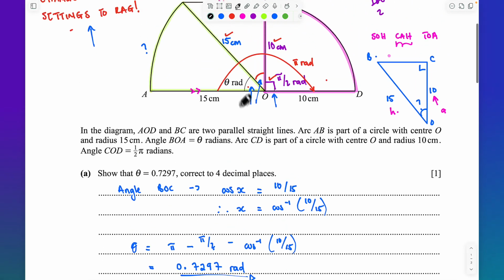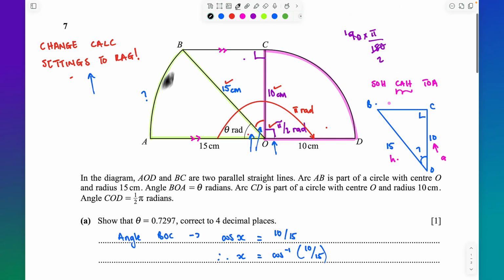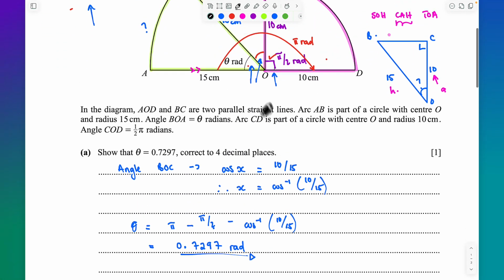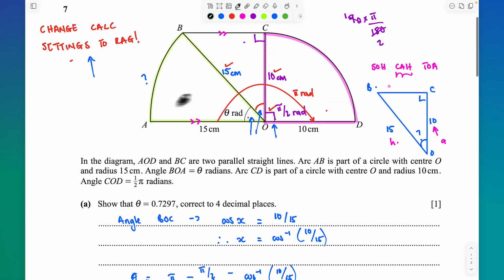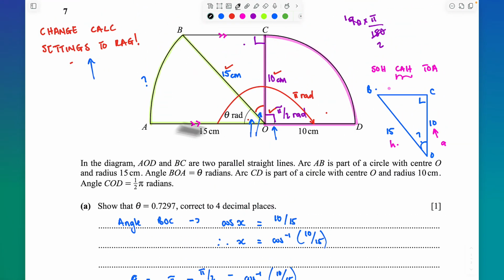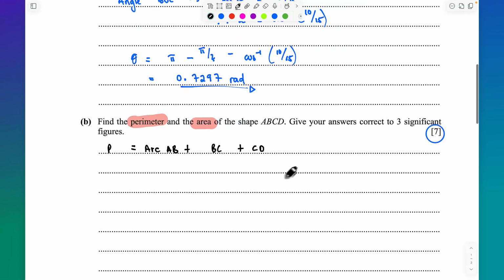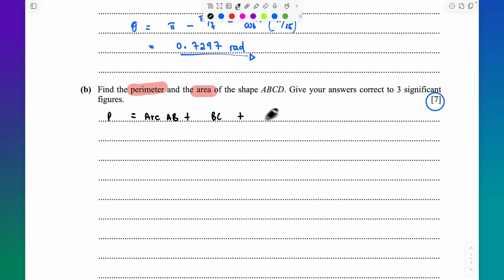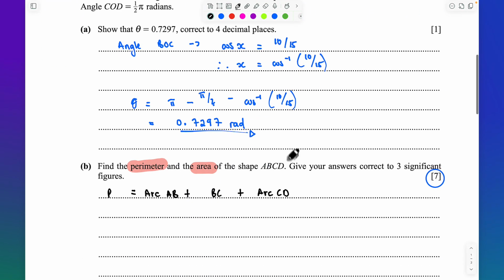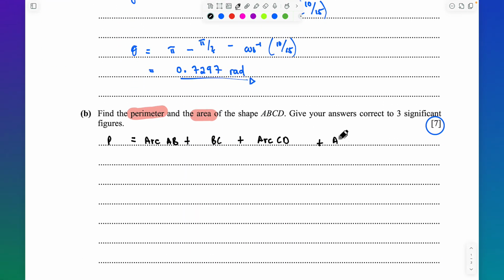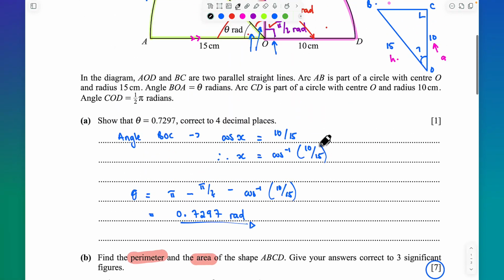Because remember, the perimeter of a shape is just the distance around that shape, right? So all we need to do is go A, B, C, D, and then it comes back around. So we also need to add arc CD, and then we also just need to add line AD. All right, cool.